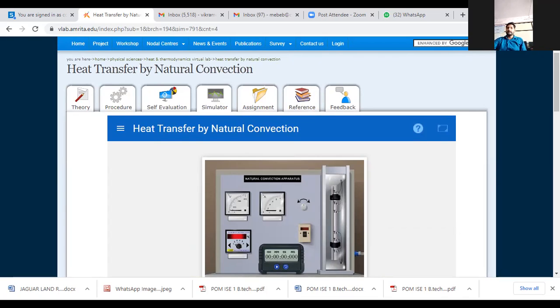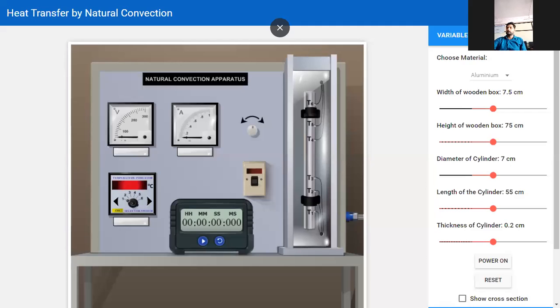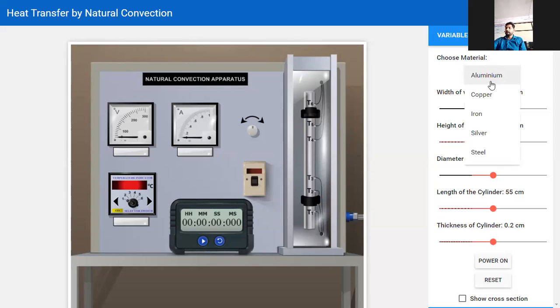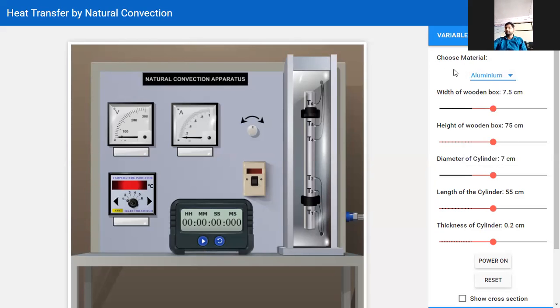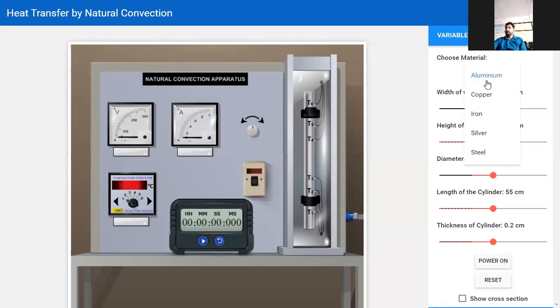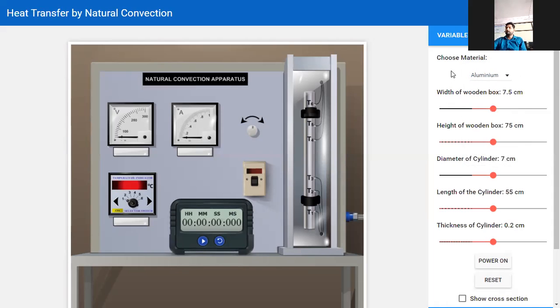After clicking on the top side box, you will get this particular link, or it will open up in this manner. So first of all, at this corner, you can see that we have to select the material. Here we took copper first, and then aluminium. Which materials can we use here? Aluminium, copper, iron, silver, steel. So out of these you can select any material. I will select aluminium here.